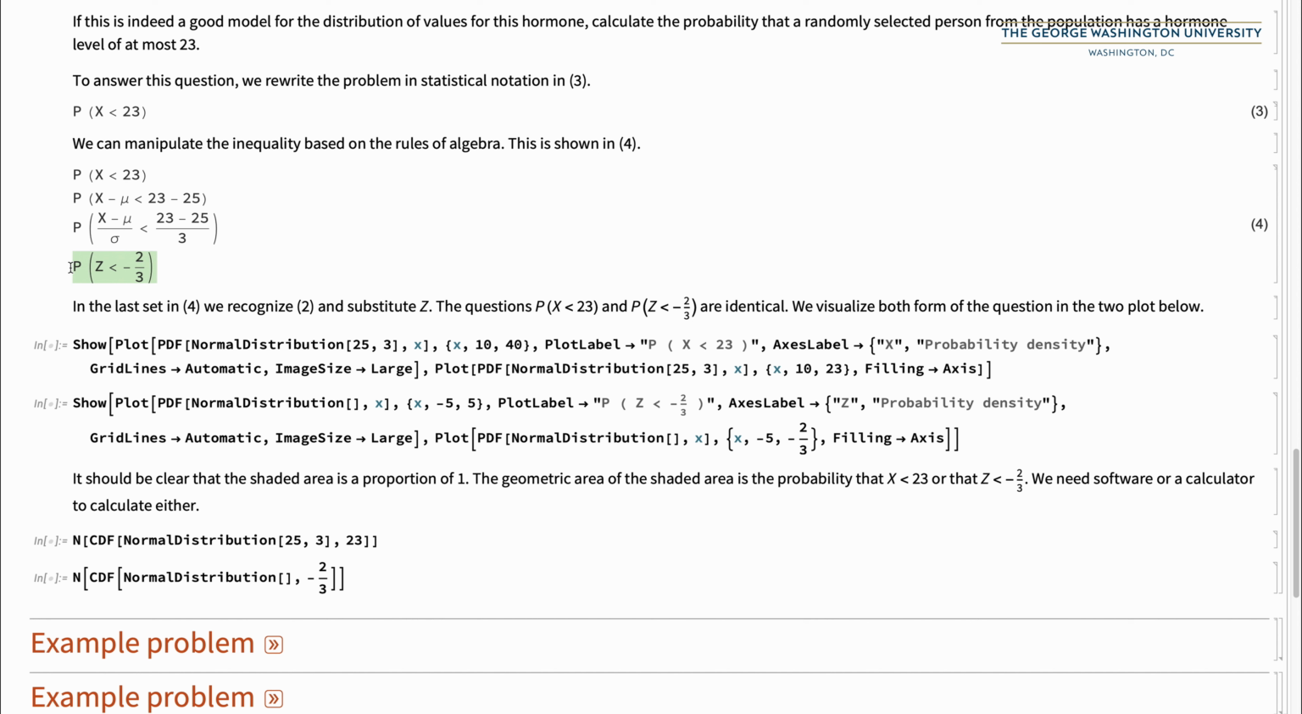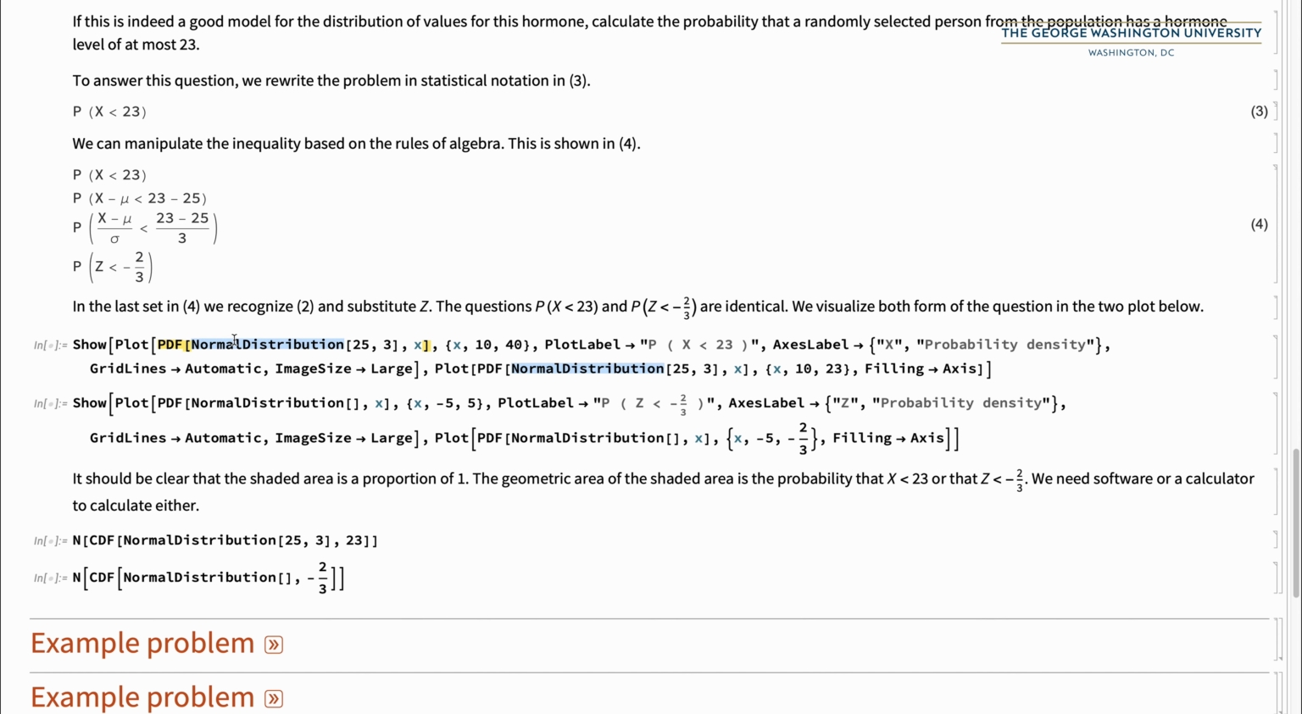Now remember, X is described by the normal distribution with a mean of 25 and a variance of 3 squared. But Z is described by the normal distribution with a mean of 0 and a standard deviation or variance of 1. So those two things are differently described. They follow a different pattern. One is a normal distribution on those parameters. The other one's a normal distribution, the standard normal distribution.